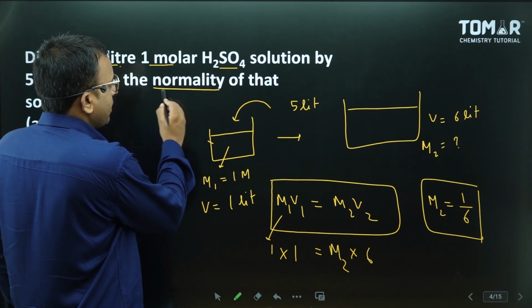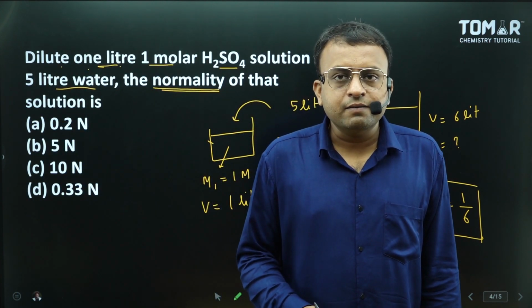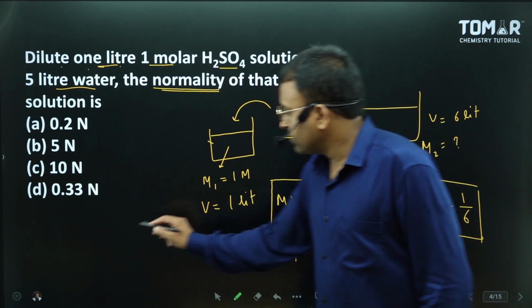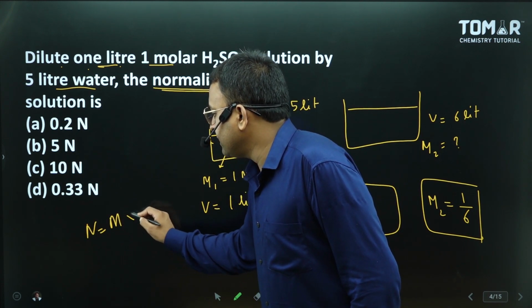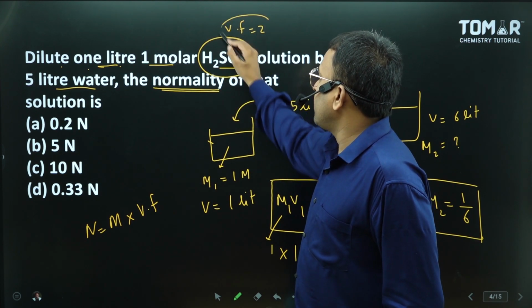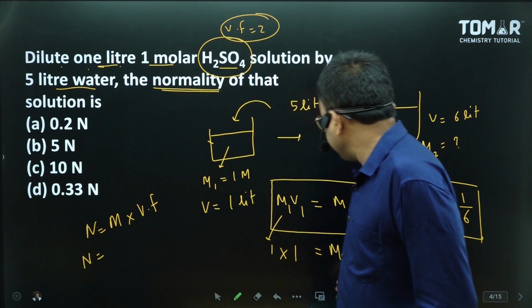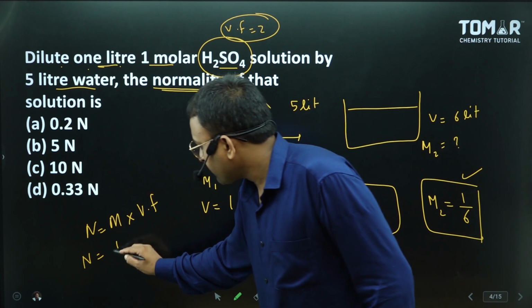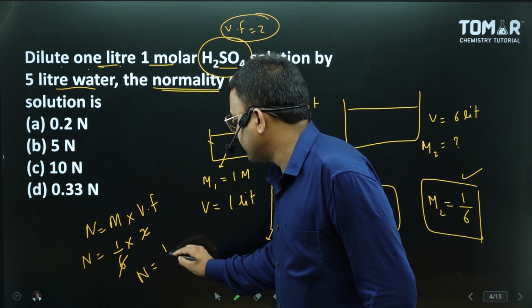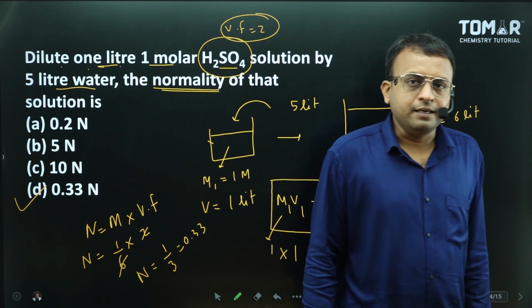But we have to find normality. Now what is normality? Normality is molarity into valency factor. And what is valency factor? The number of H positive ions given by an acid is the valency factor. H2SO4 has a valency factor of 2 because it can give 2 hydrogen ions. So the molarity is 1 by 6 and the valency factor is 2. The normality of the H2SO4 solution is 1 by 3, that is 0.33. Correct option is D.